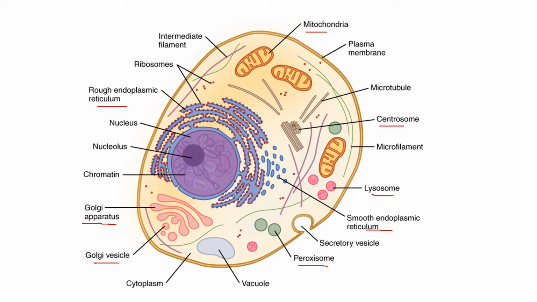Here's a Golgi vesicle. So here's a vesicle that can fuse with the plasma membrane. The nucleolus is within the nucleus. It's where ribosomes are made. Here are the ribosomes. This is the site of protein production.